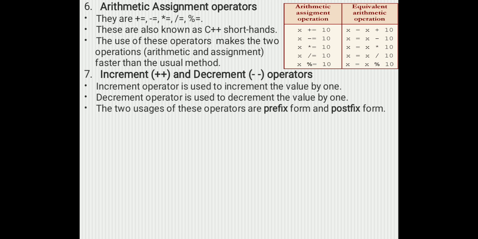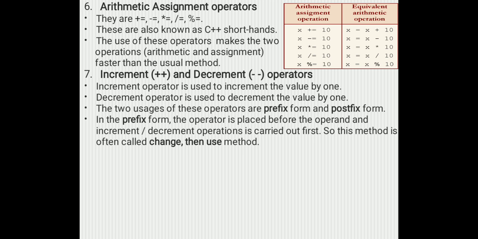And the next operators are increment and decrement operators: increment operator plus plus and decrement operator minus minus. The increment operator is used to increment the value of the variable by 1, and the decrement operator is used to decrement the value by 1. The two main usages of these operators are prefix form and postfix form. Prefix means we use the increment or decrement symbol before the variable, and postfix means we use the operator after the variable.